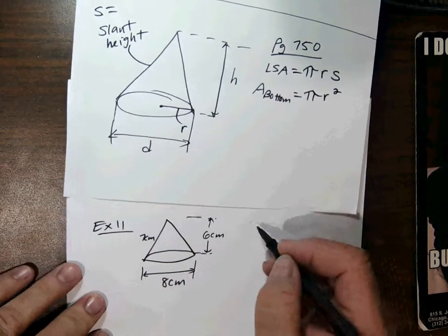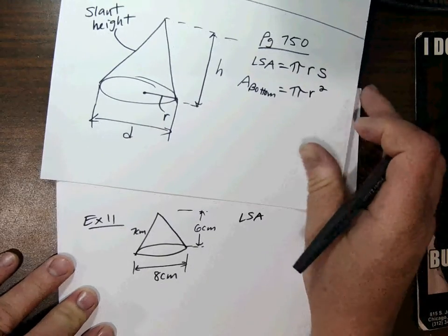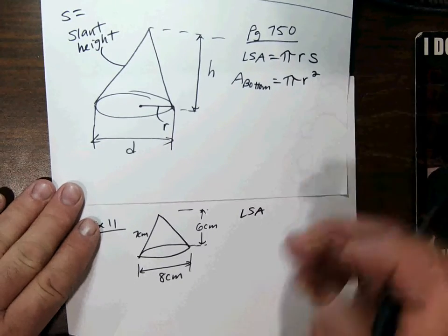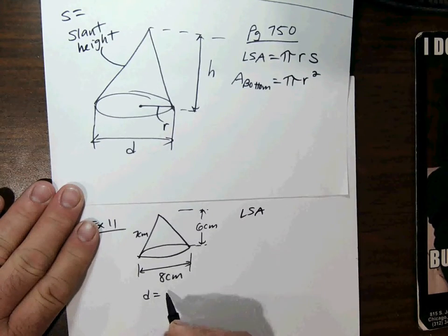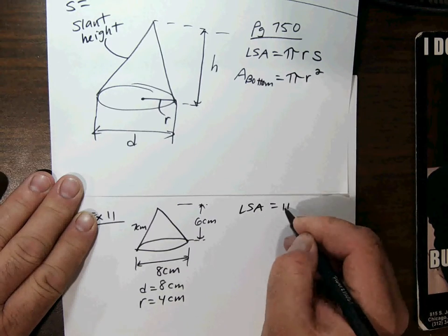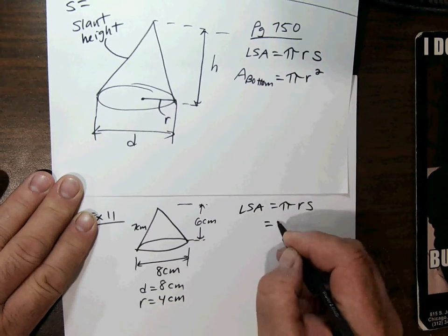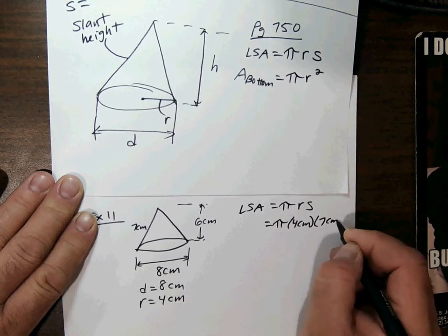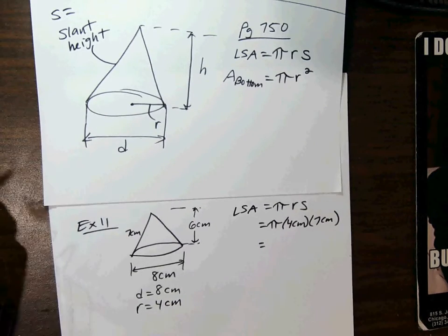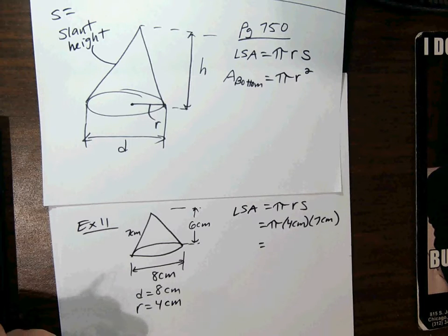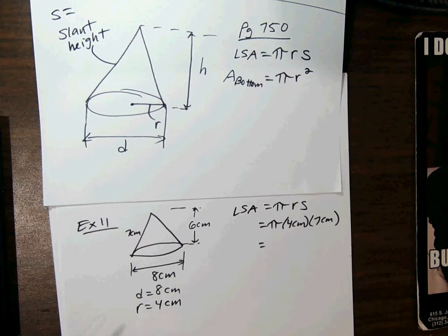Well, lateral surface area, as we just talked about, is pi times the radius times the slant height. Now, what's the radius? Well, we're given diameter is 8 centimeters. Radius is just half of that, okay? So it's just as easy to figure out the radius and go from there. So pi times radius times the slant height, so we're going to have pi times 4 centimeters times 7 centimeters. Okay, so if I do that, what are we going to get here? We're going to get pi times 4 times 7 equals.